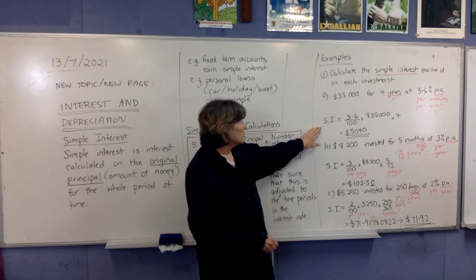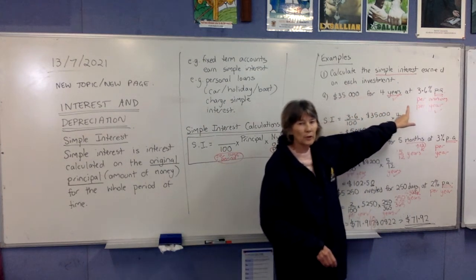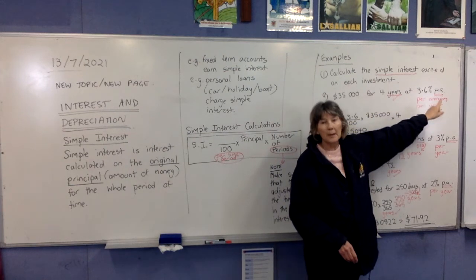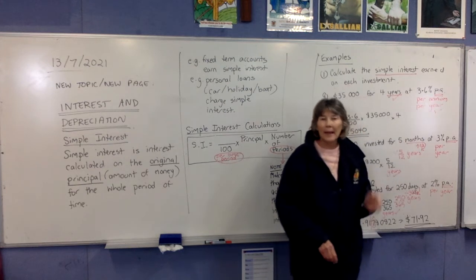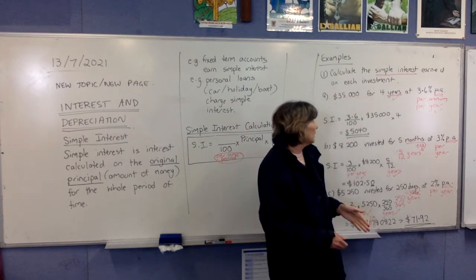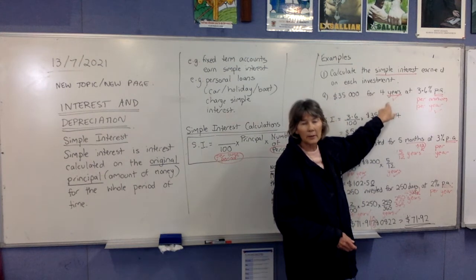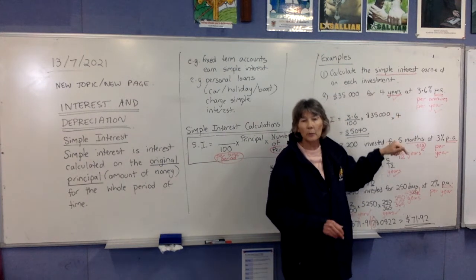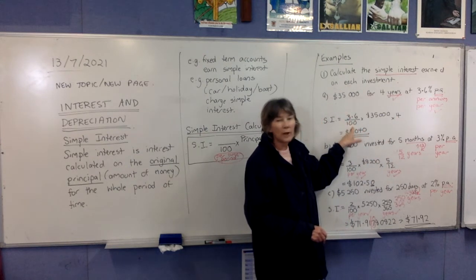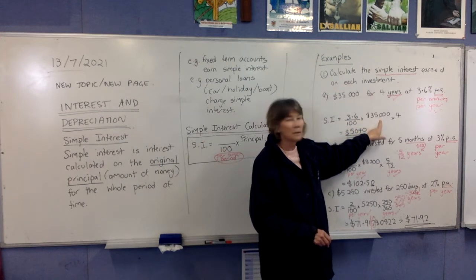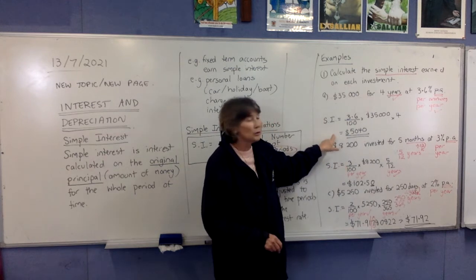So simple interest, we start with our percentage. Now this is where we have to check. This is 3.6% p.a., which stands for per annum. Annum is a year, so it's per year. If that's per year, our time has to be in years. Now in this question it is, so everything's okay and we can get started. So it's 3.6 over 100, times by the money, times by the 4 years. Work it all out on your calculator and you'll get $5,040.